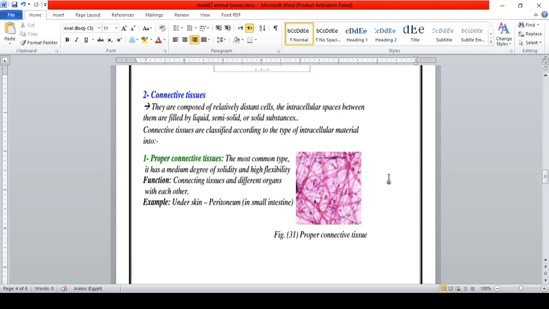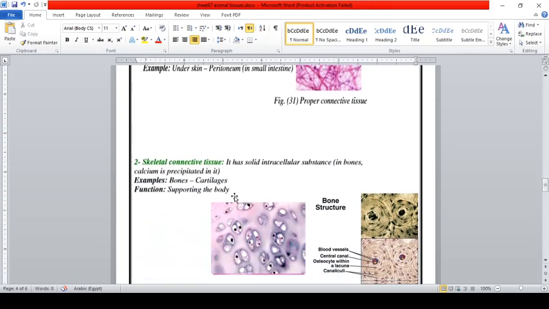layers, the second skin layer, like the dermis, we call it under the skin, the dermis of the skin, and the peritoneum, we call it mesentery in the small intestine, peritoneum and the dermis.